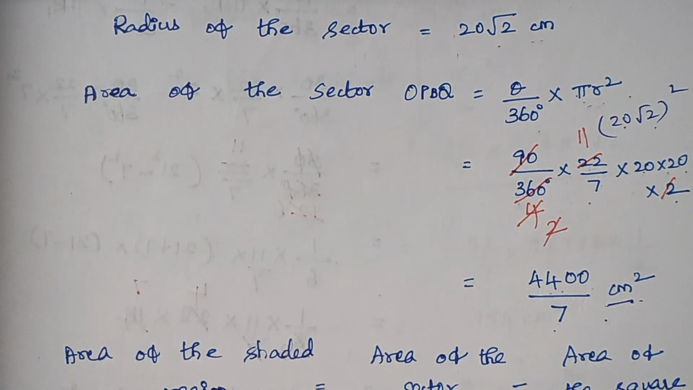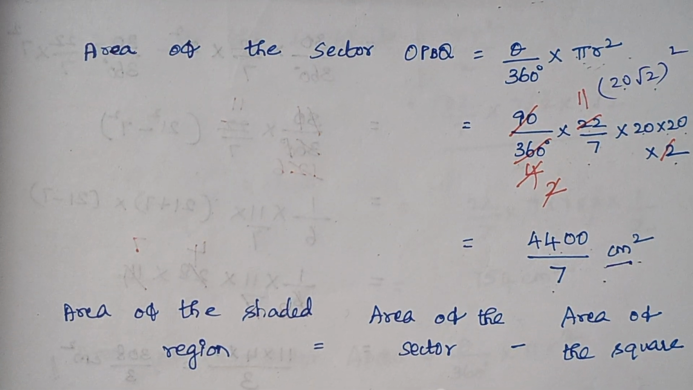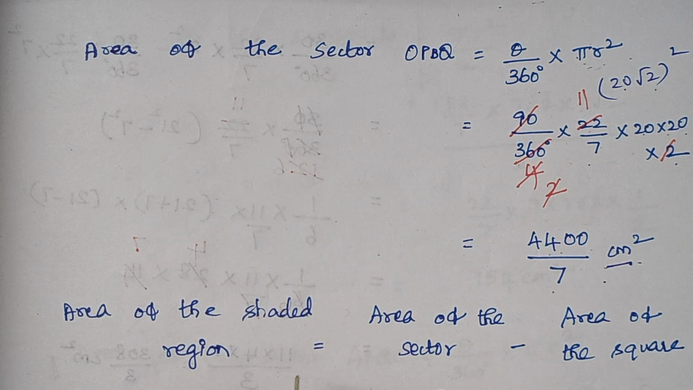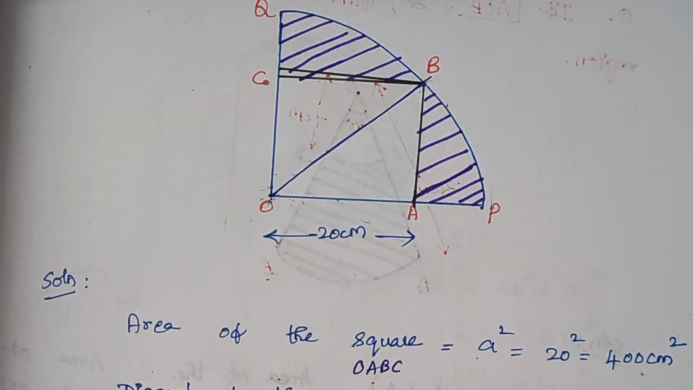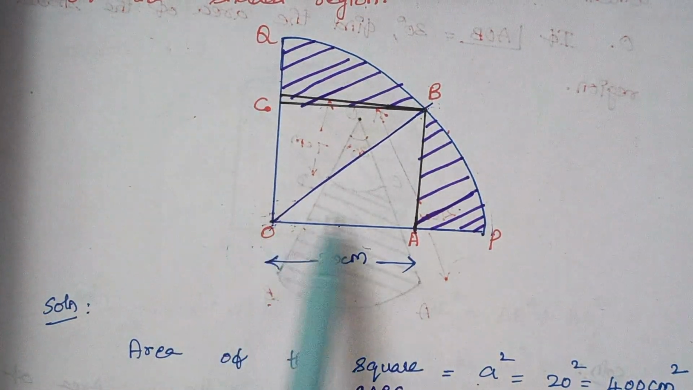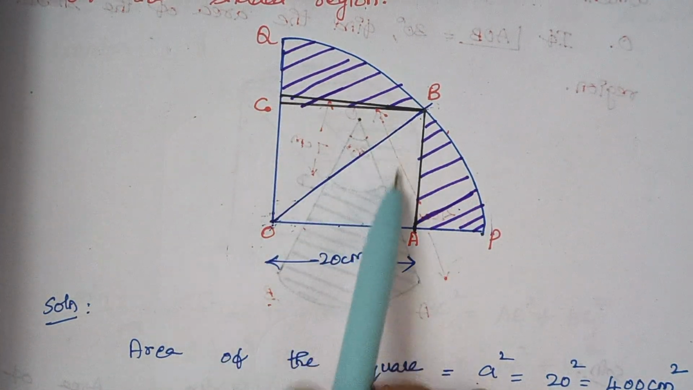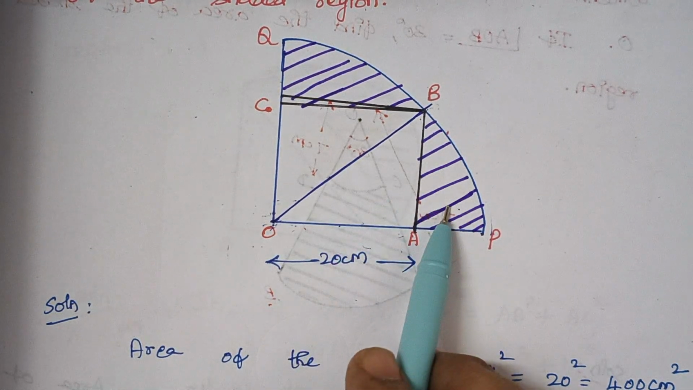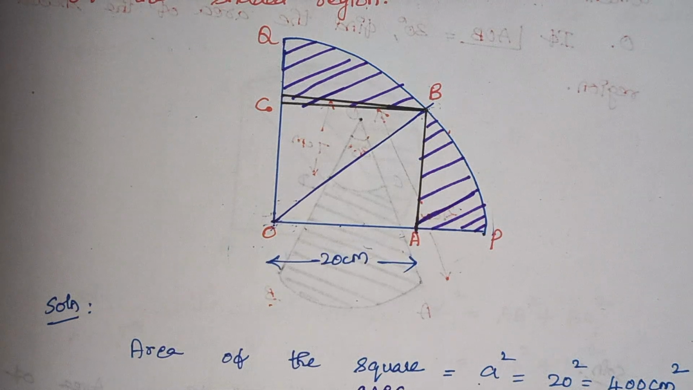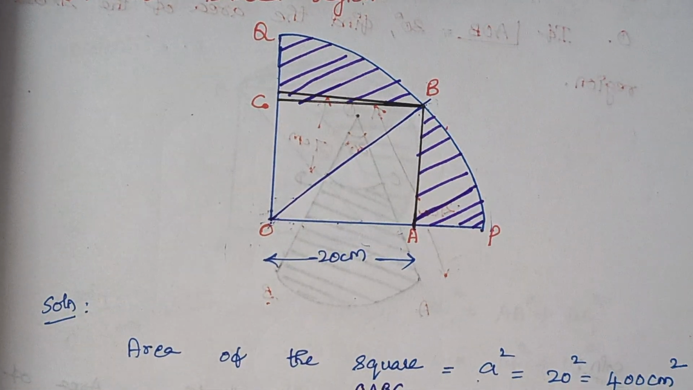The next is the area of the shaded region. Right. So the area of the shaded region is nothing but, as we already said, you have to find the area of the sector and the area of the square. When you subtract the area of the square from the area of the sector, then we will be getting the area of the shaded region, right?